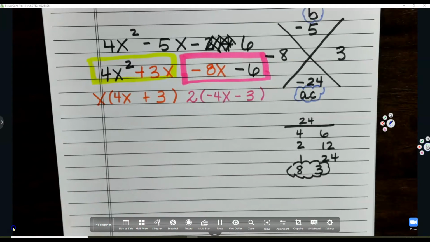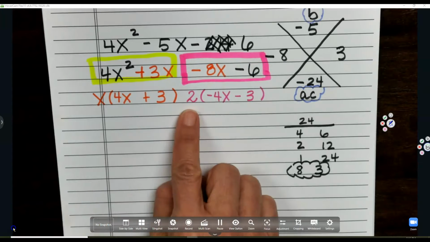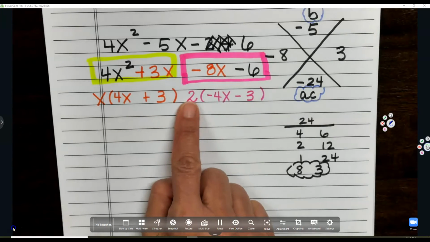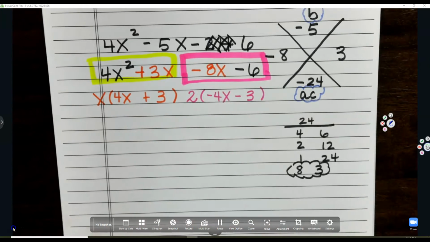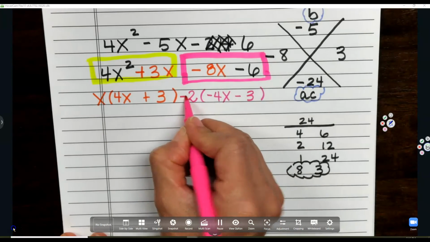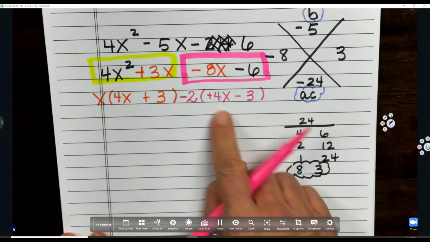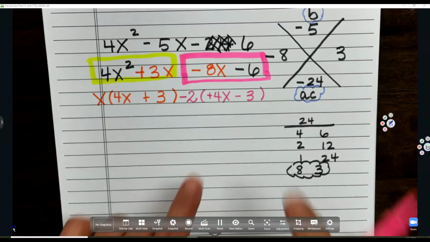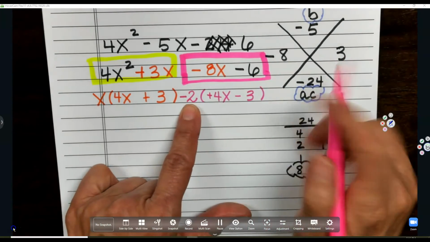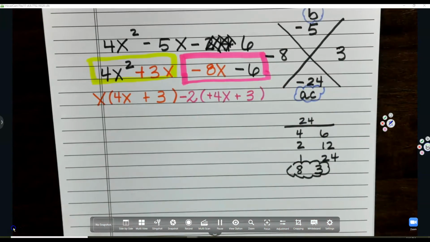Factor out the negative. That's right. So guys, pick up your pencil, and where I wrote a positive 2, you're going to write a negative 2. What is a negative 8x divided by a negative 2? A positive 4x. What is a negative 6 divided by a negative 2? A positive 3.